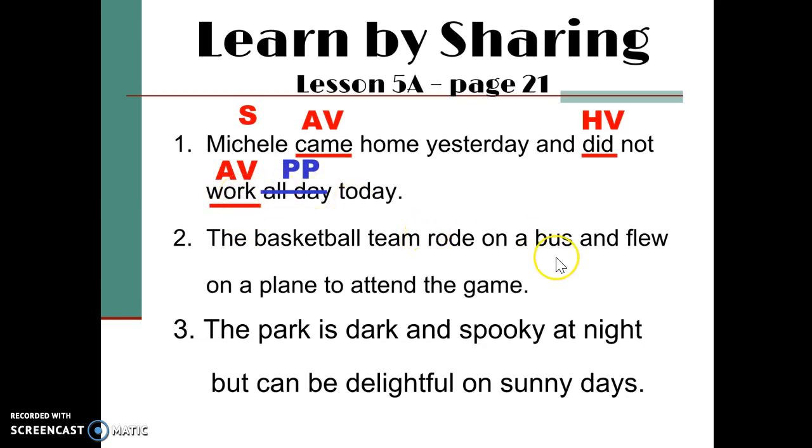The basketball team rode on a bus and flew on a plane to attend the game. Marking out my imposter, I see on a bus is a prepositional phrase. On a plane is a prepositional phrase. And to plus the verb attend is an infinitive. Now I'm looking for some verbs. I know rode is a verb and flew is a verb, and both of those are actions. So now I root out my subject, who or what rode and flew. The team rode and flew.